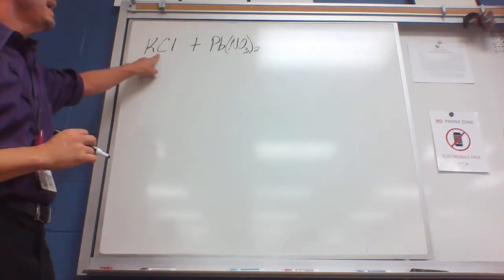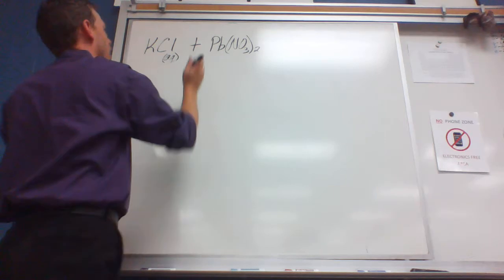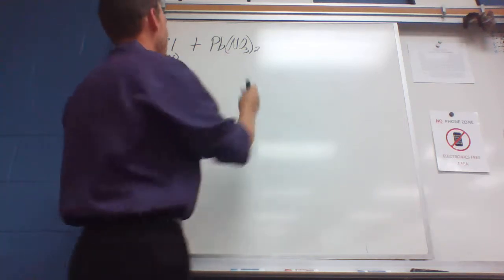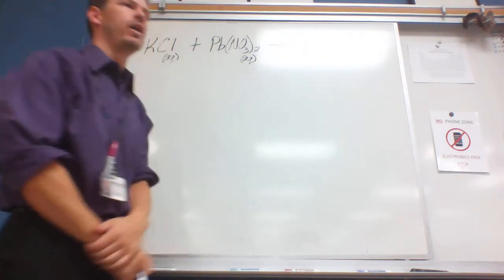I know that KNO3 is soluble because nitrates are always soluble, and I know that PbCl2's partner chloride is a halogen, so there's no exception happening there. Are we okay so far?